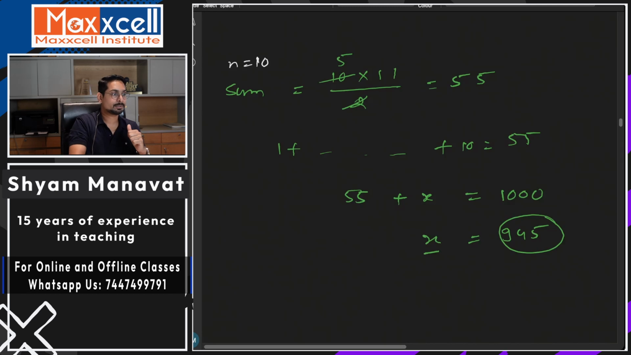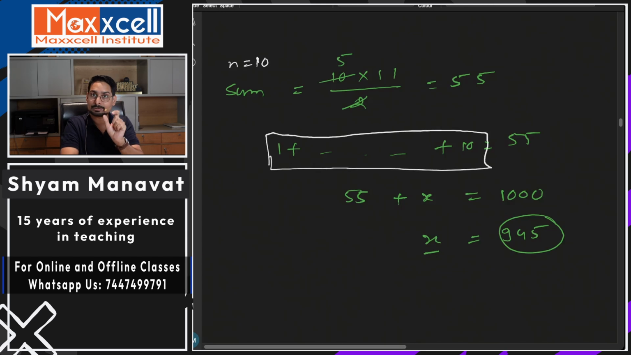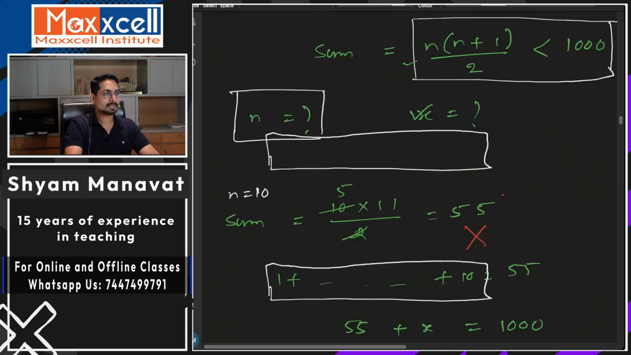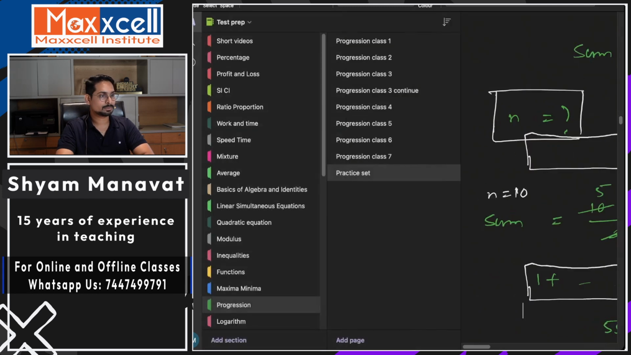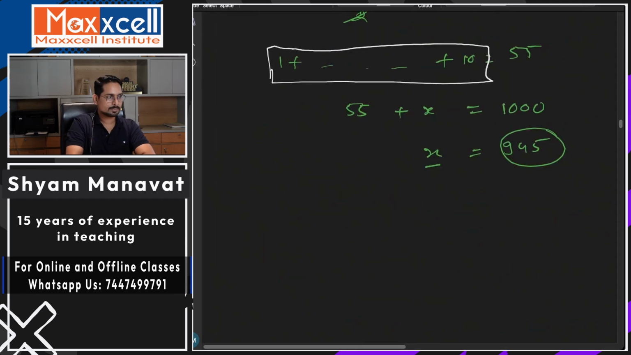Why not possible? Because you are adding numbers from 1 to 10. So the number which can repeat has to be between 1 to 10. So it cannot be this 945. That is the reason I said the sum of values here should be closer to 1000. The sum here should be closer to 1000, right?